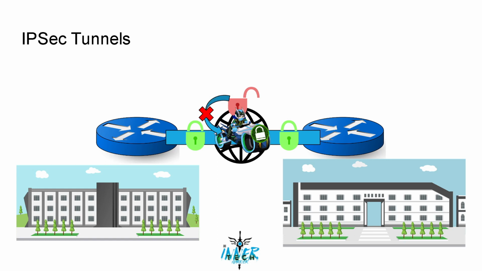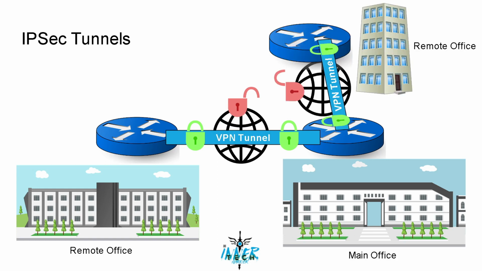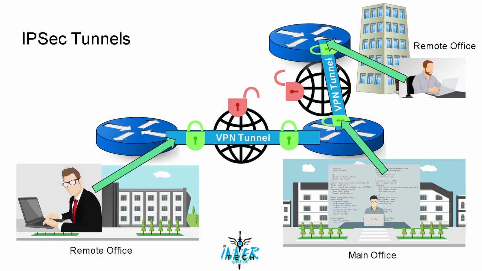Encryption protects data from being accessed by others outside the tunnel. Remote offices can connect safely to the main office network. Devices at different sites can communicate privately through the tunnel.